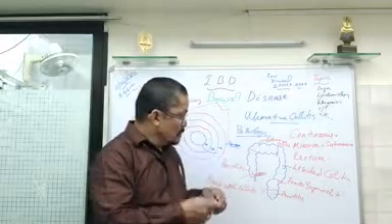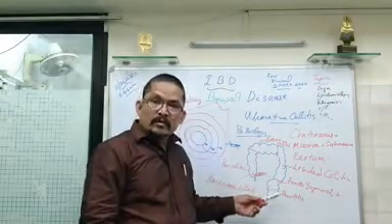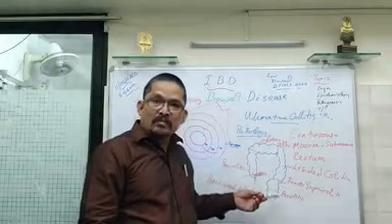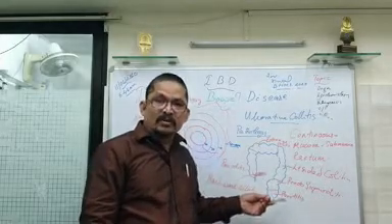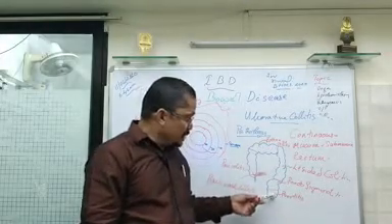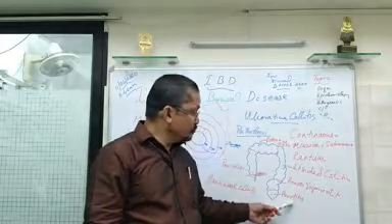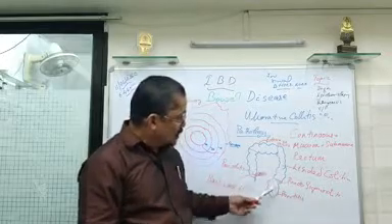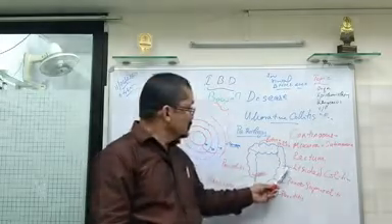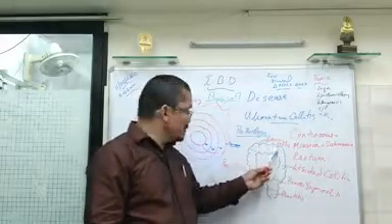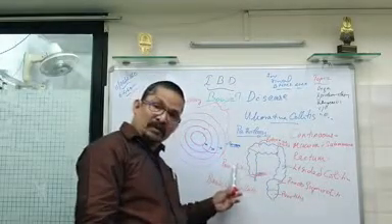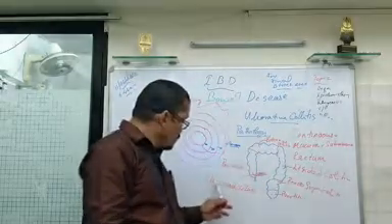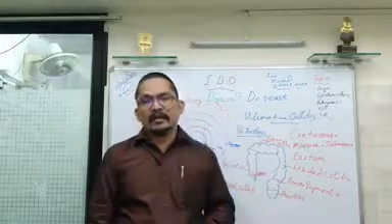So the type or classification of ulcerative colitis can be a case of proctitis or proctosigmoiditis or left-sided colitis, then extensive colitis, then pancolitis and backwash ileitis.